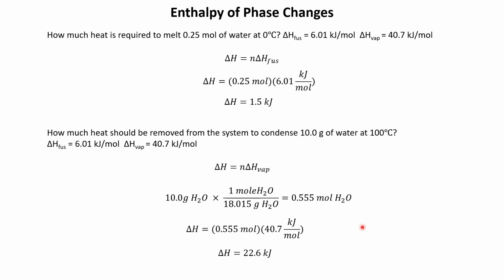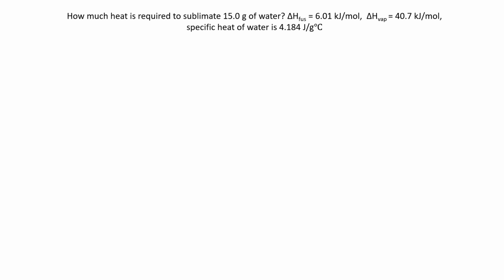Let's do one more problem and let's do a sublimation problem. All right, so this problem reads, how much heat is required to sublimate 15 grams of water? We're given the heat of fusion and the heat of vaporization, and we're also given the specific heat of water is 4.184 joules per gram times degrees Celsius.